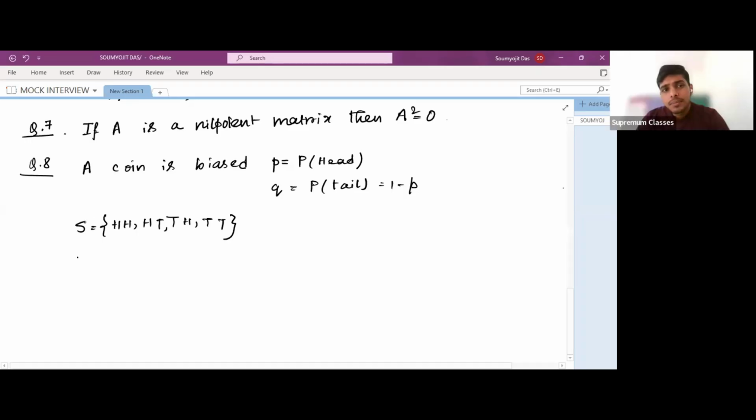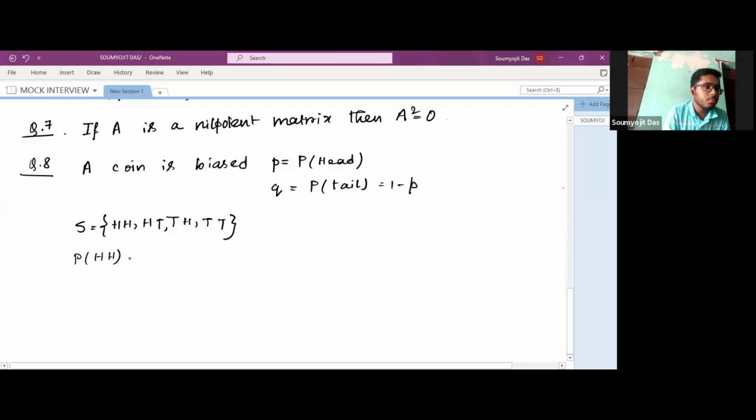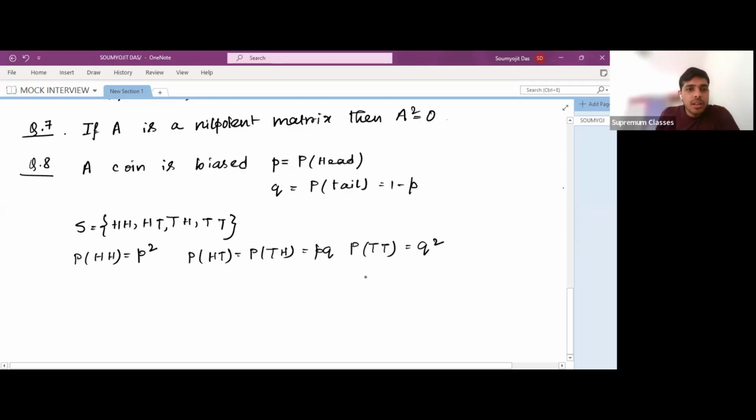And what if you get something else? You have written the sample space; write the probability of all these 4 events. Probability of HH will be P square. Probability of HT equals probability of TH, this will be PQ, and probability of TT will be Q square. So do you get any idea from here?